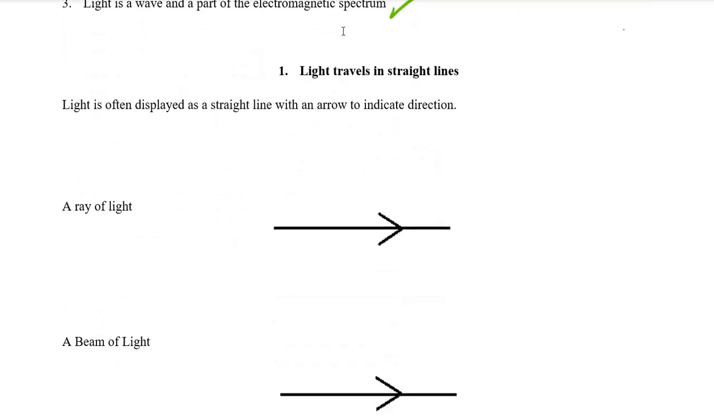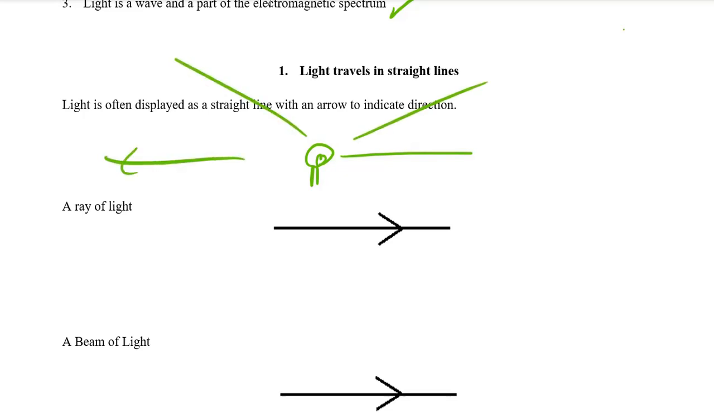1, light travels in straight lines. Light is often displayed as a straight line with an arrow to indicate its direction. Why do we need to indicate direction? Because light usually comes out from a light source, right, and travels in different directions. So we have an arrow to indicate where it comes from, from the light source, and where it is going to. So that's why we have straight lines with an arrow to indicate where it is going to, or where it came from.